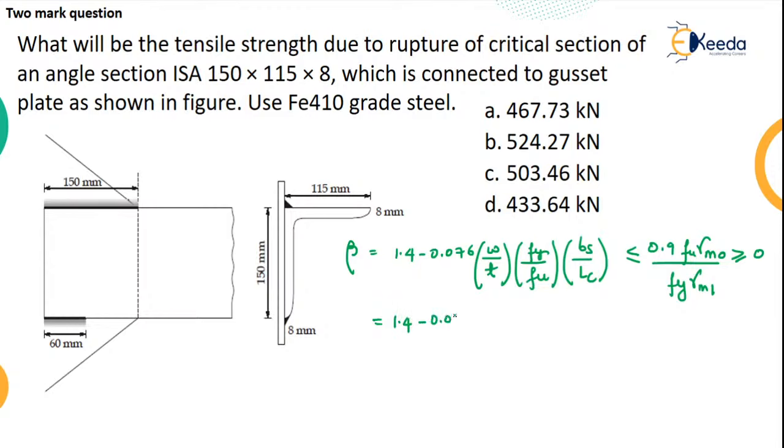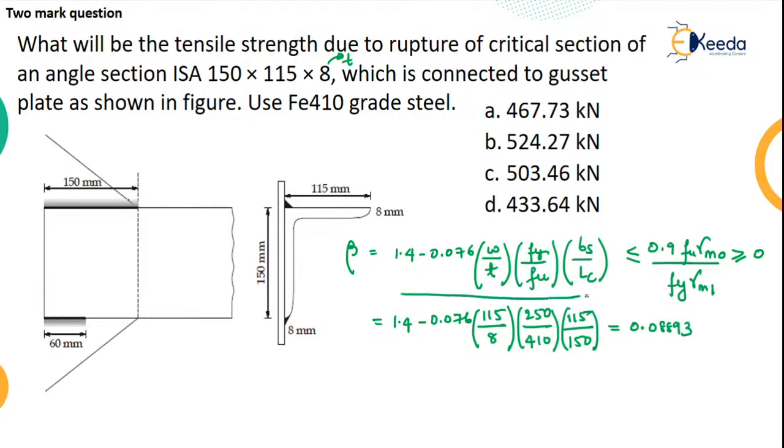1.4 minus 0.076, W is how much? 115 by thickness of this weld. So this I'll call it as T. Okay, then Fy is 250 and Fu is 410. We have already seen. What is Bs? Shear leg length, that is nothing but 115, and the total weld length is nothing but 150. Right, we are getting this equal to 0.8893. First I try to calculate this value. Now I'll try to calculate this value.